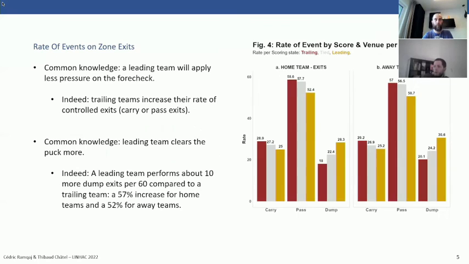So first, we wanted to have a look at some common knowledge that we may have on the game. The first one being that leading teams will generally apply less pressure on the forecheck. If we take a look at the chart on the right and compare how differently teams behave when they're trailing, in a tied game, or leading, that would be the dark red bars, the gray bars, or the yellow bars. Indeed we can see that trailing teams, the dark red bars, generally increase the rate of their control entries, carry or pass, as compared to a tied game or when they're leading.